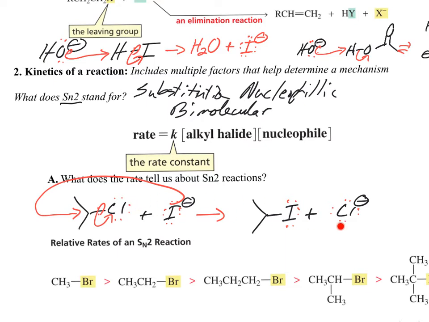Which way would this reaction lean towards? Starting materials or products? Starting materials in this case. I minus is larger and more stable than Cl minus. So it actually would lean this way, right? The stability of the leaving group.